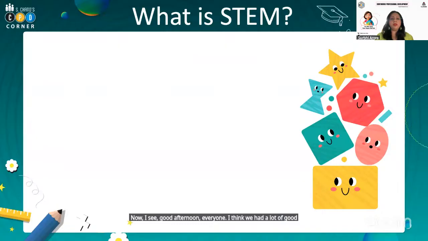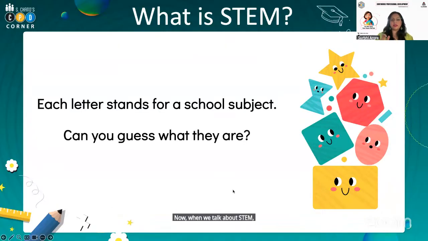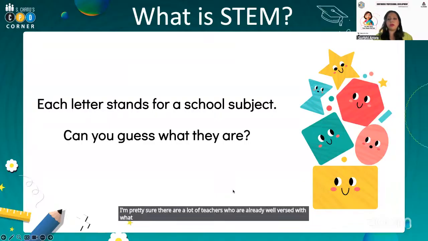We'll go ahead now. When we talk about STEM, each letter stands for a school subject, and I want you to guess what they are, what each letter of STEM means. I'm pretty sure there are a lot of teachers who are already well versed with what the session is about, but there may be a lot of you who are hearing about the subject for the first time.